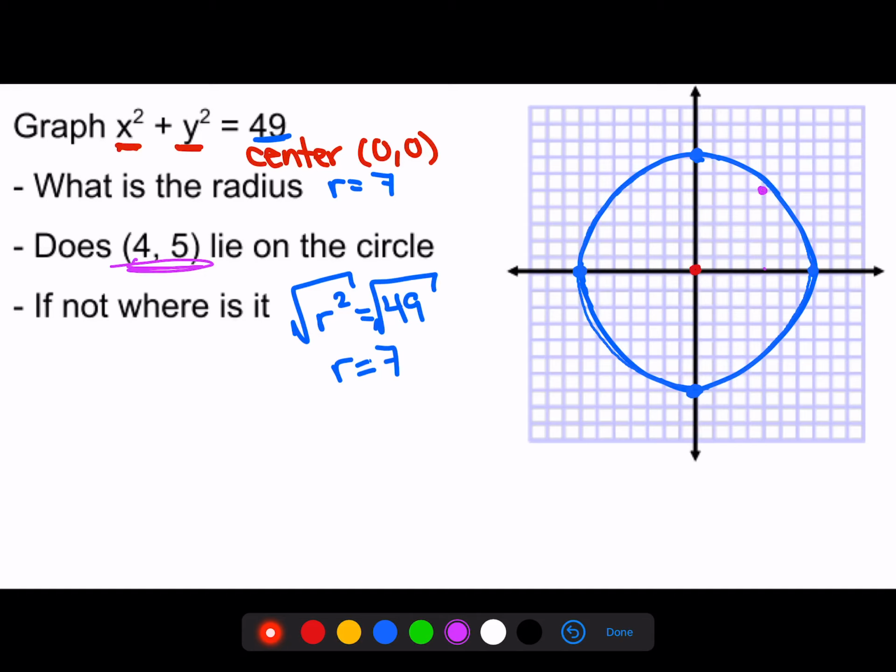Now, if we look at this point, does it look like it's inside the circle? Or does it look like it's on the circle? Or does it look like it's outside the circle? Well, if we look at it, it looks like it's a little bit inside the circle. But we can go ahead and check that.